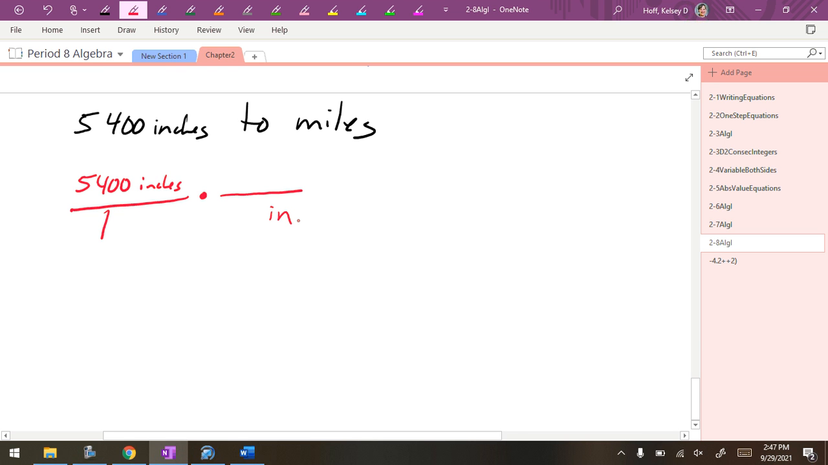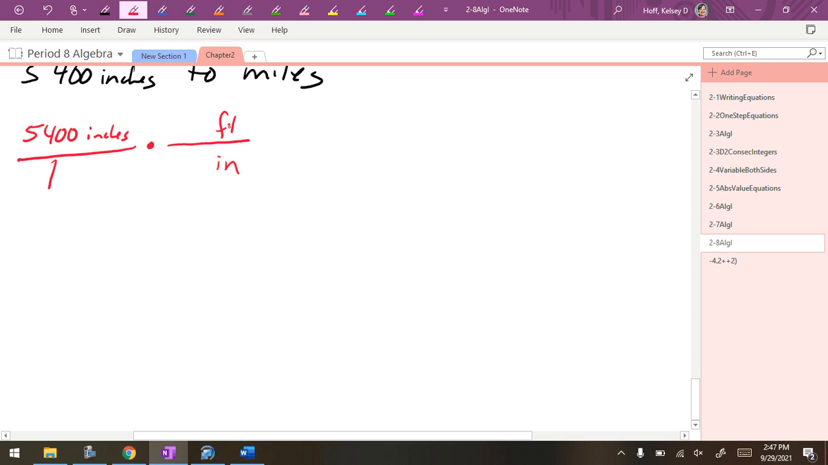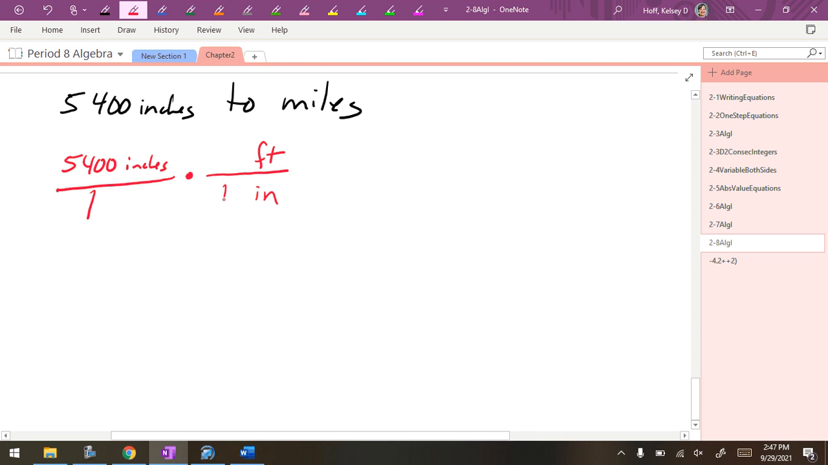I don't know about you, but I don't know how many inches are in a mile, right? But I know how many inches are in a foot. How many inches are in a foot? 12 inches in 1 foot. So then inches and inches cancel. Multiply across. What do you end up with? 5,400 feet over 12. Just 12. Your inches canceled.